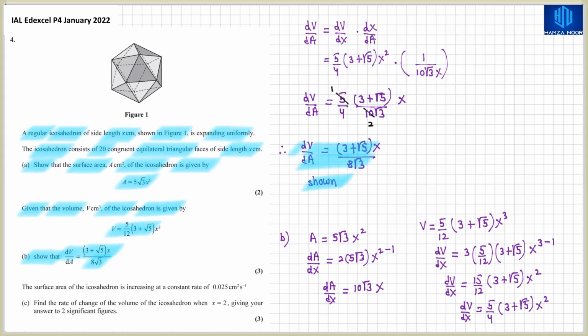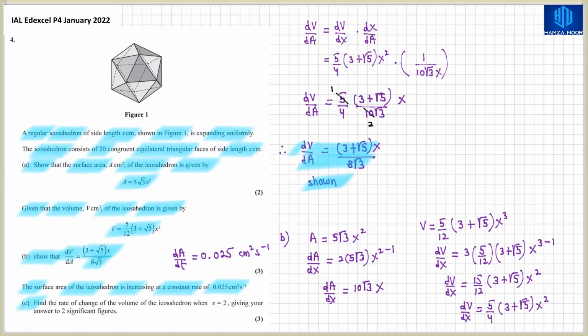So now let's move on to part C. So here we have some information before part C, that the surface area of the icosahedron is increasing at a constant rate of 0.025 centimeter square per second. Okay, so the surface area is basically increasing at a constant rate. So we can say that dA over dt is equal to 0.025 centimeter square per second.